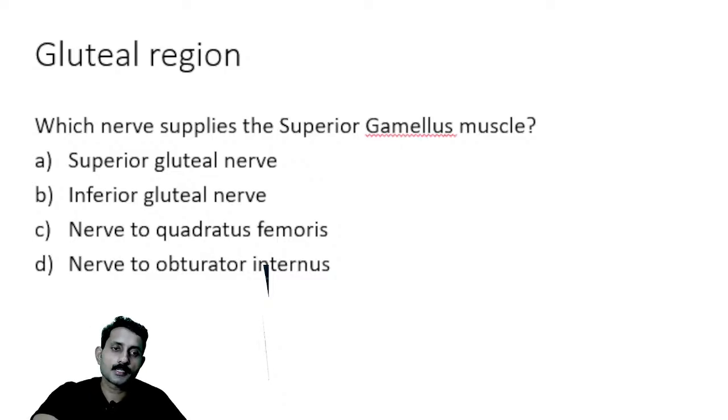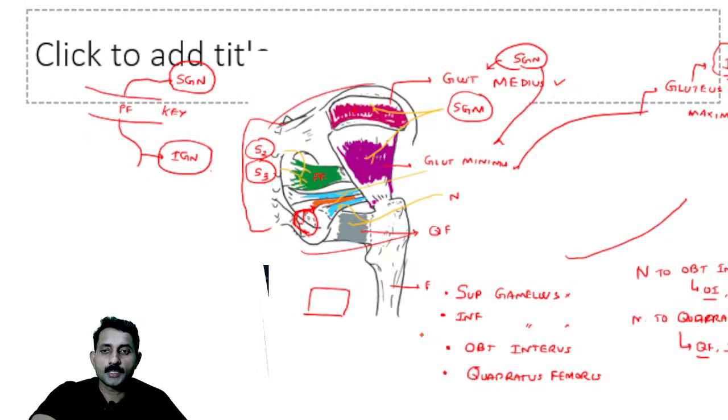Now, which nerve supplies this superior gemellus muscle? Superior gemellus is nearby to which nerve? As I have shown in the diagram, the superior gemellus muscle is nearby to the obturator internus. So, the nerve to obturator internus will supply the superior gemellus. Okay. So, this is a diagram to show all the muscles.